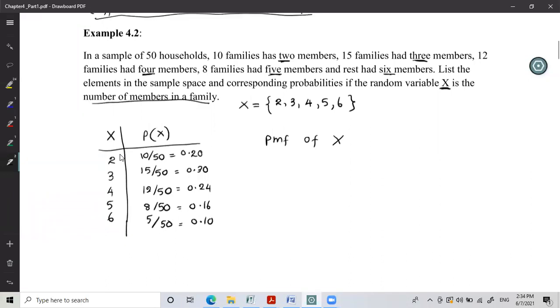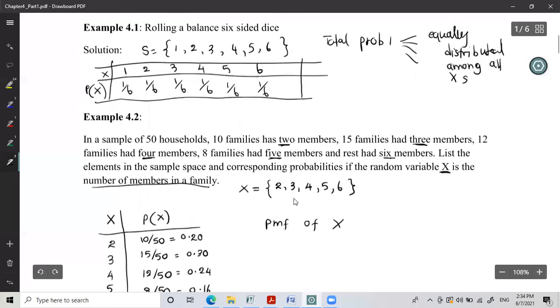So it's very simple. You identify all possible outcomes and write down its probability in front of it as a small table. So you get the PMF of X. Is this clear to all of you? Any questions?